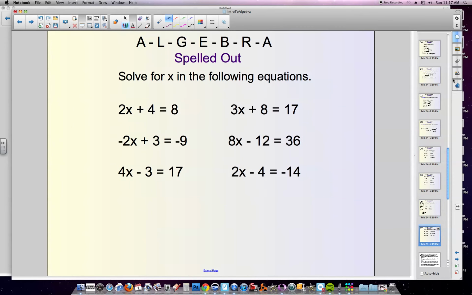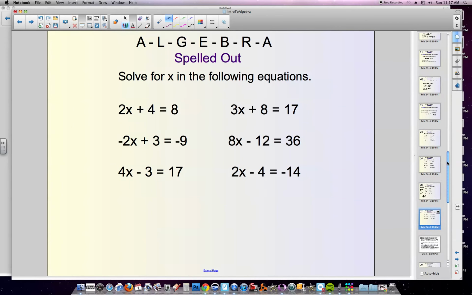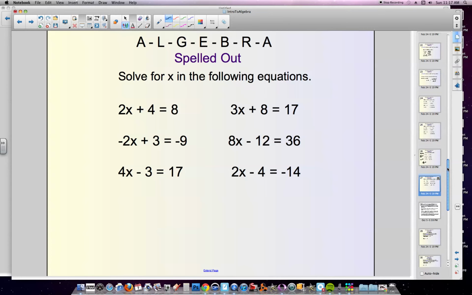And the last thing we're going to talk about in this video is that sometimes you have to do more than one step. And these are called two-step equations. So let's look at this problem. 2x plus 4 equals 8.